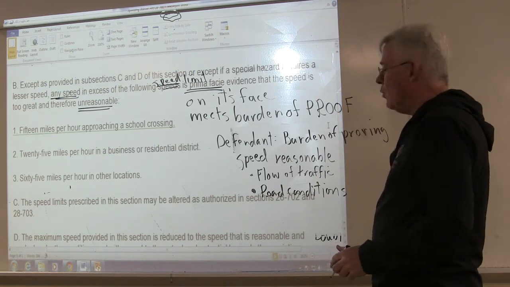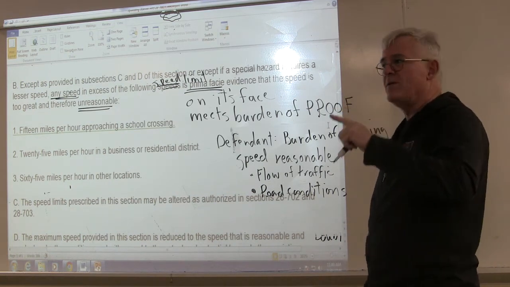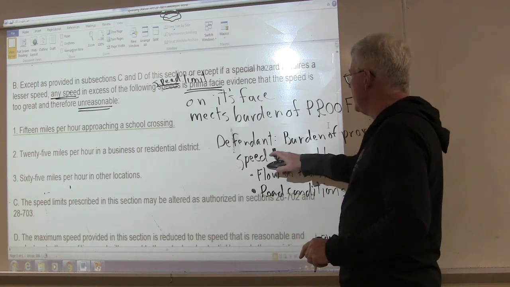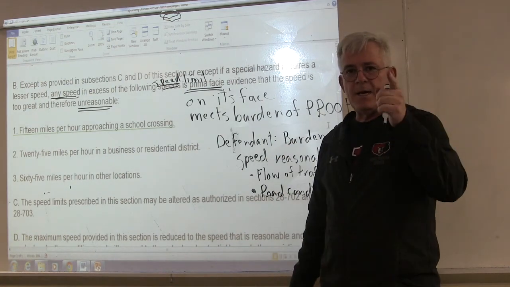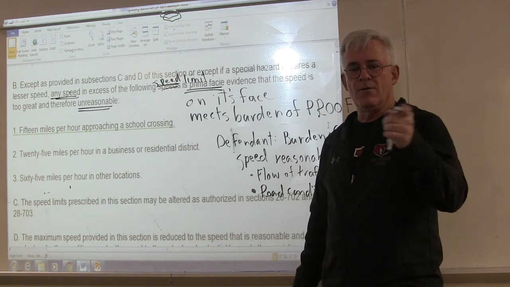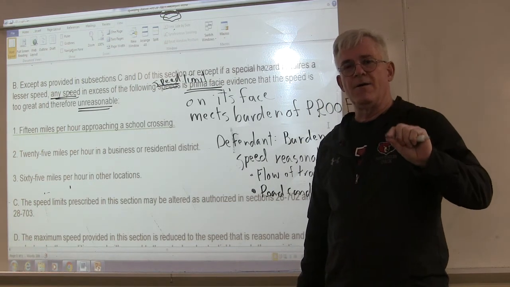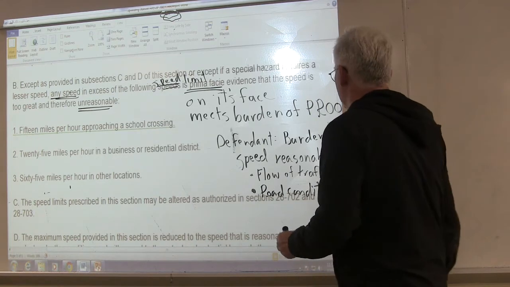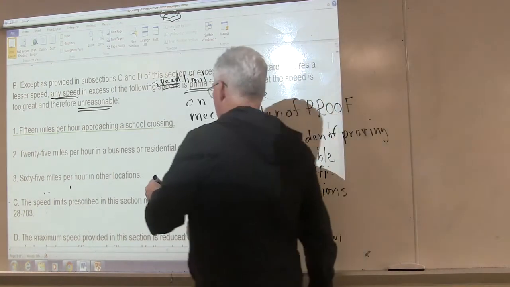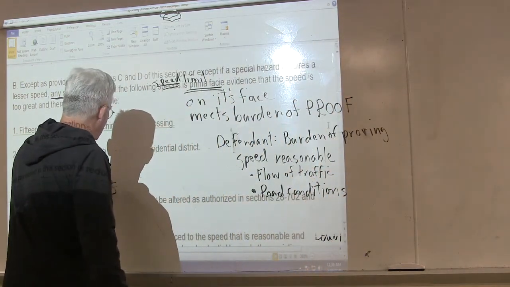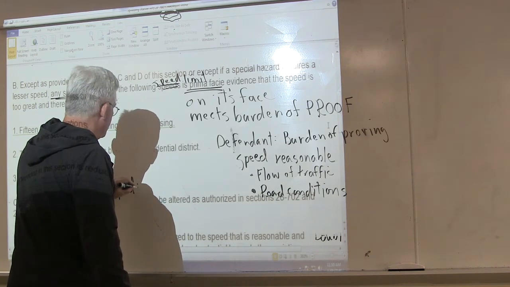Now, one other thing you can do, look at your previous notes where I said the government had to prove speed and over speed limit. Can you attack their evidence on speed? Go back to those notes. Can you attack evidence of speed?